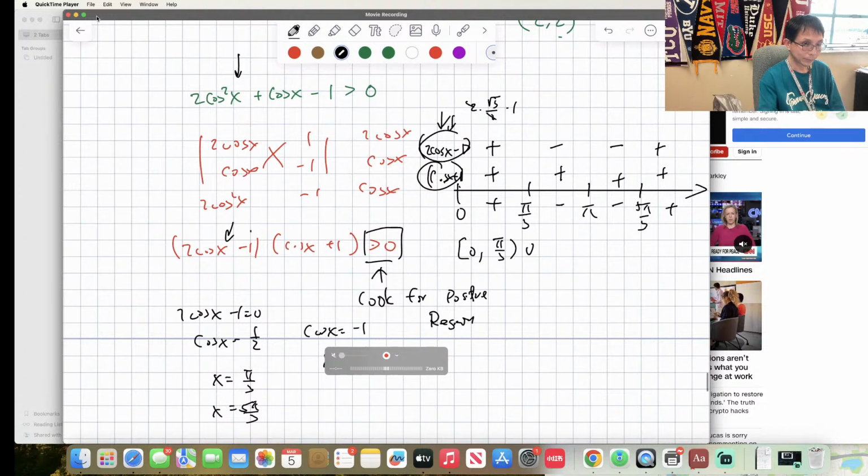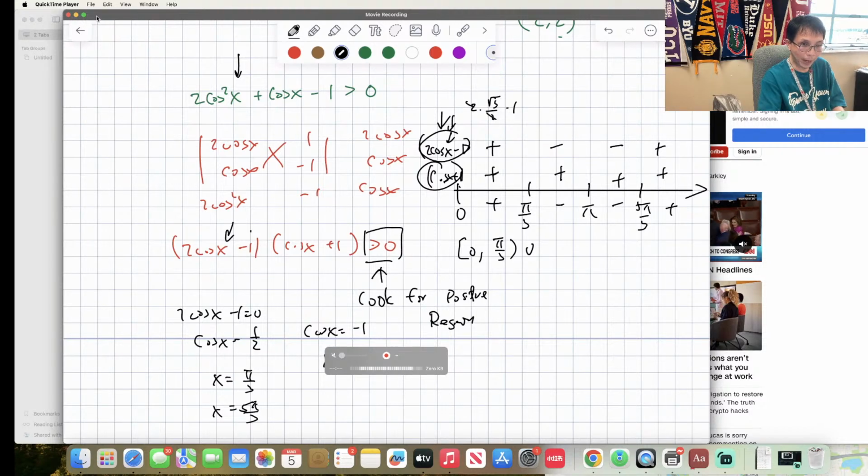Wait, you said pi over 3 is not included. Yeah, I plug in pi over 3 here, right? So you plug in the optional value? Yeah, I plug in here, but if one of them is equal to 0, then multiplying by the other thing is going to give you 0 as well. But 0 is not greater than 0. So it's not true.